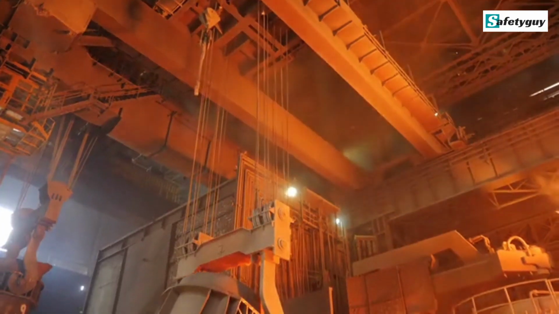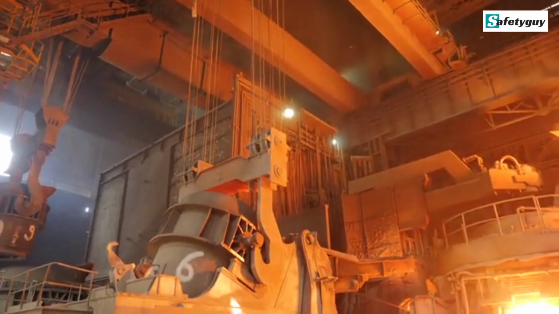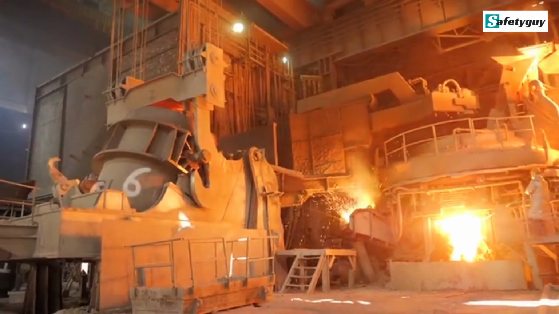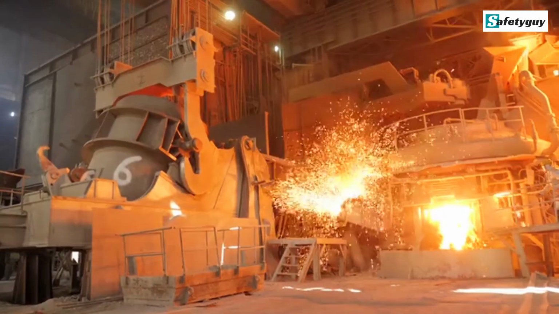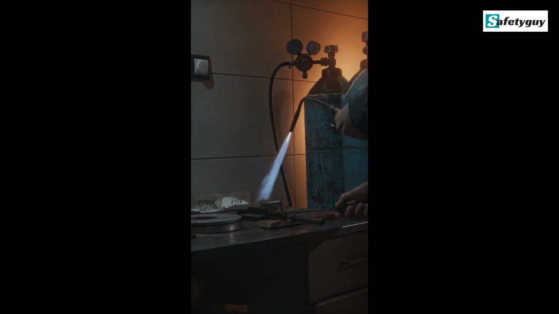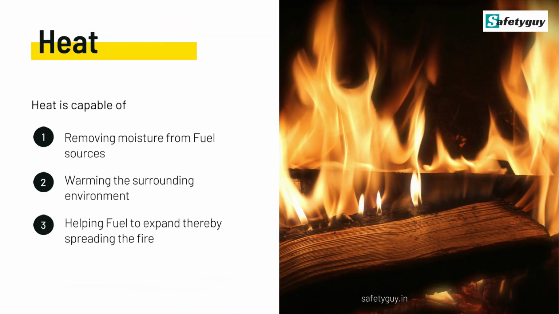Number 2. Heat. Heat must be present in addition to a fuel source for ignition to take place. All flammable materials emit flammable vapors that ignite when heat is applied. Heat is also responsible for the spread and maintenance of fire because it removes moisture from nearby fuel, warms the surrounding environment, and preheats fuel in its direction, making it easier for it to migrate and expand.